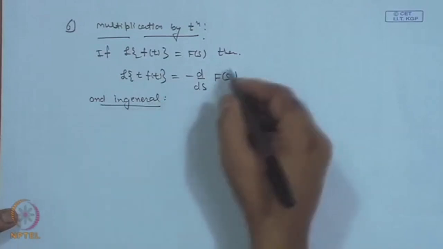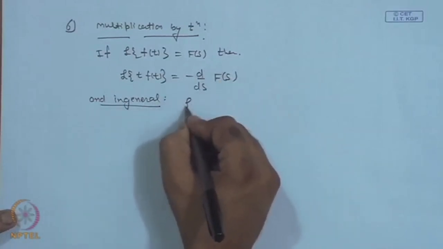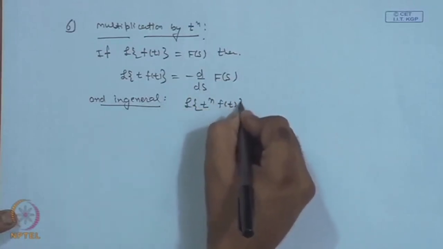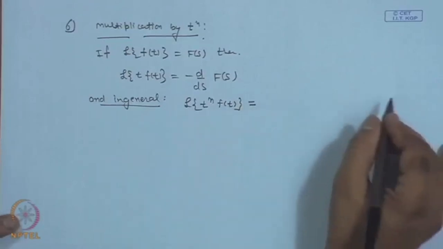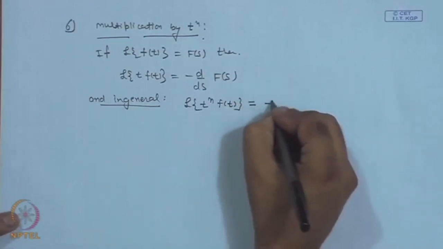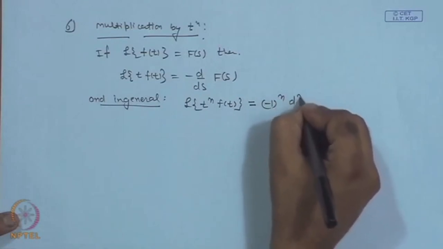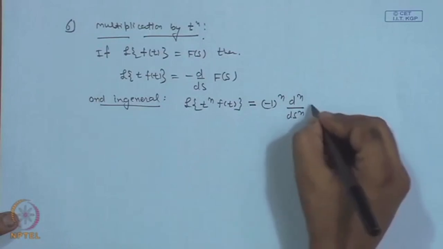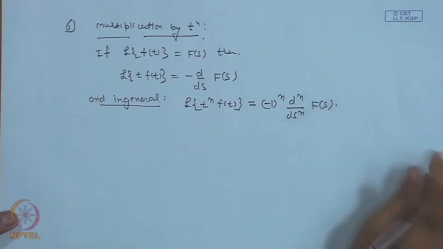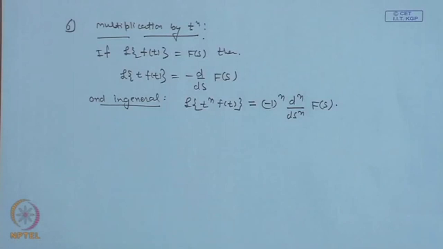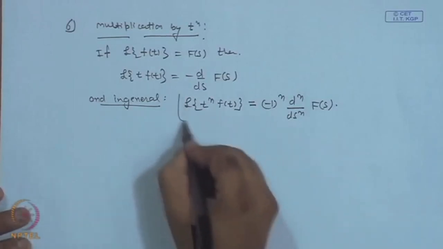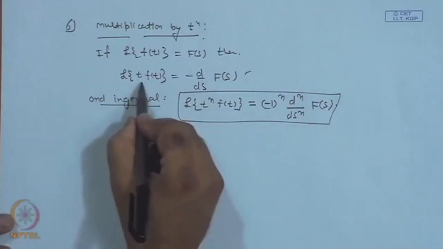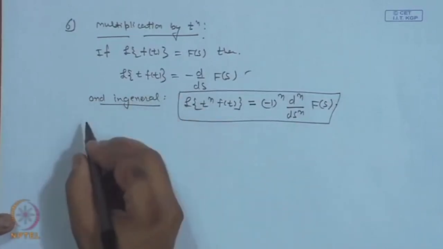And in general this result also holds, that means the Laplace of t^n f(t) will be minus 1 power n, d^n over ds^n, of the Laplace transform of f(t). So, this is the general result. We prove it for this particular case when n is 1.